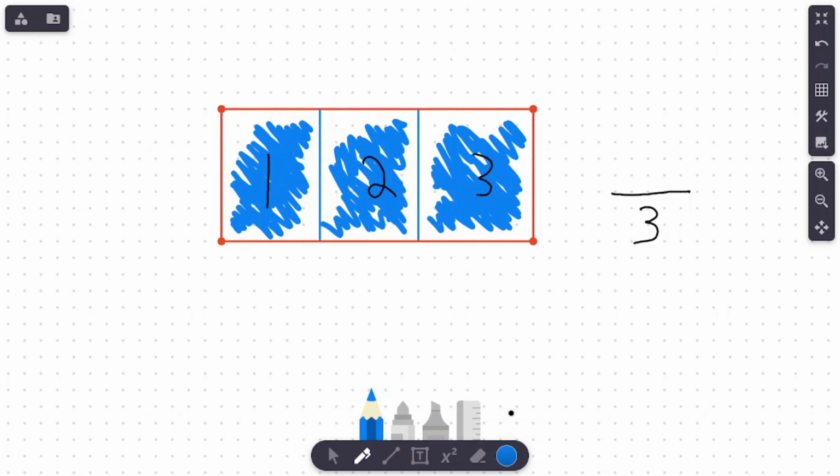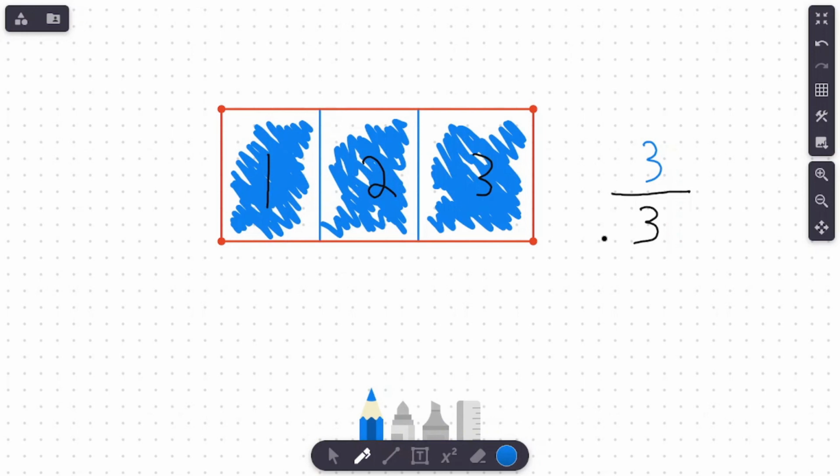And what I got to tell you is you are exactly right. I did. I colored in all 3 sections. 1, 2, 3. My numerator is 3 because that's how many I've colored in. That's how many we have. Total, there were 3 sections, and how many sections do we have colored in? We have 3 sections colored in.